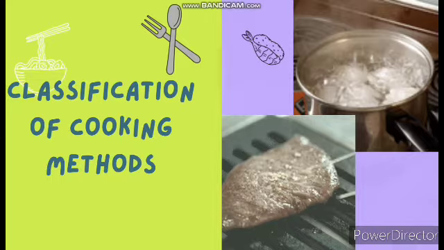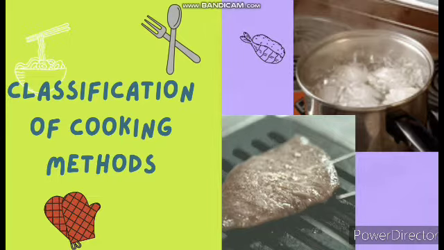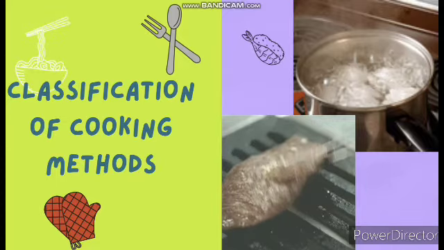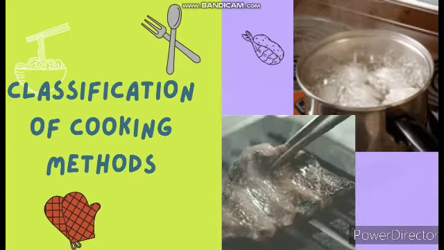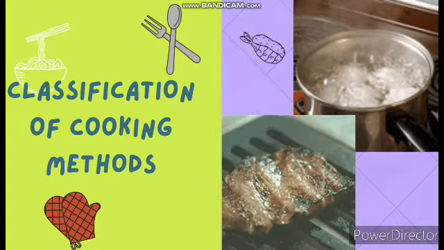Classifications of cooking method. There are many different methods in which to cook food. Methods of cooking are classified according to how heat is applied. This can be broken down into two categories. The first one is moist cooking method, and the second one is dry cooking method.